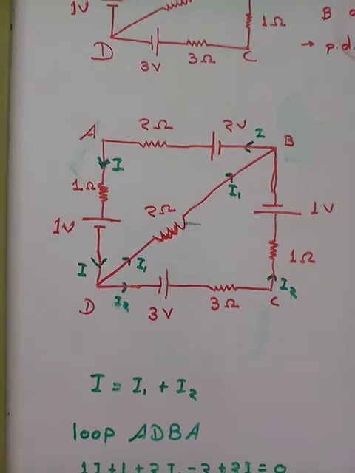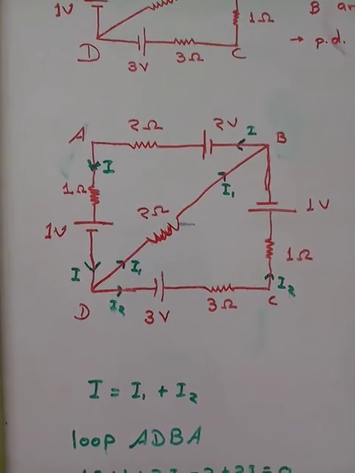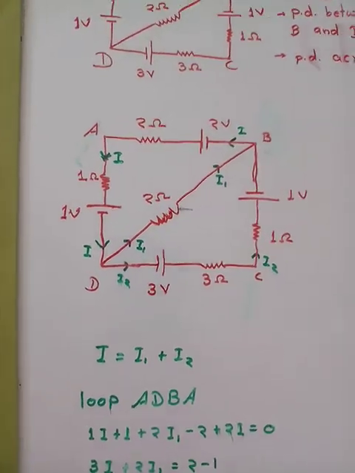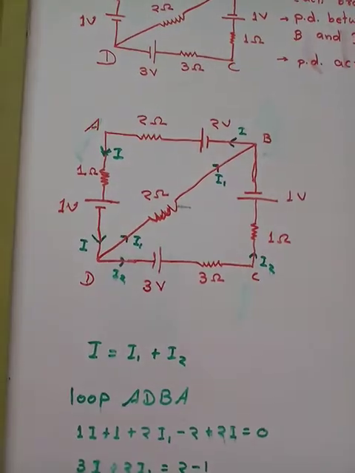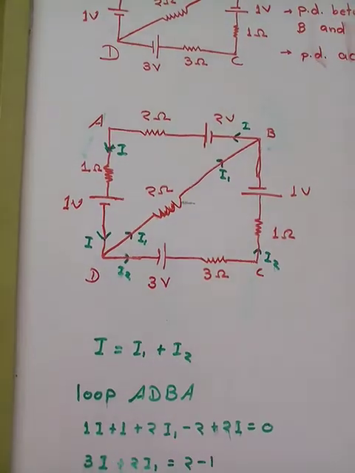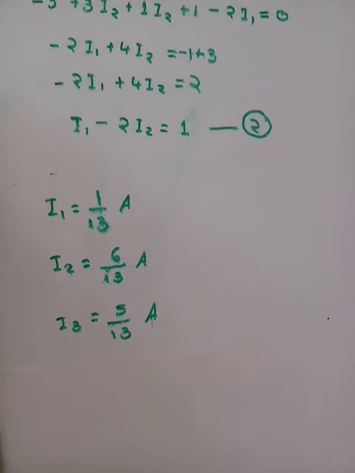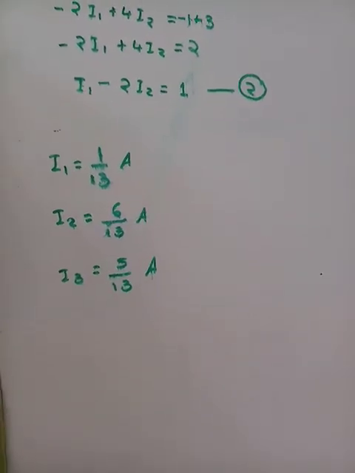Can you see the terminals B and D? What is the potential difference between them? Now how do we calculate potential difference? This is by V equals I into R, current into resistance. So what is the current flowing between B and D? It is I1. What is the resistance? 2. Do I know the value of I1? Yes, I do know the value of I1. So I simply multiply this current with the resistance, and this is what I get.